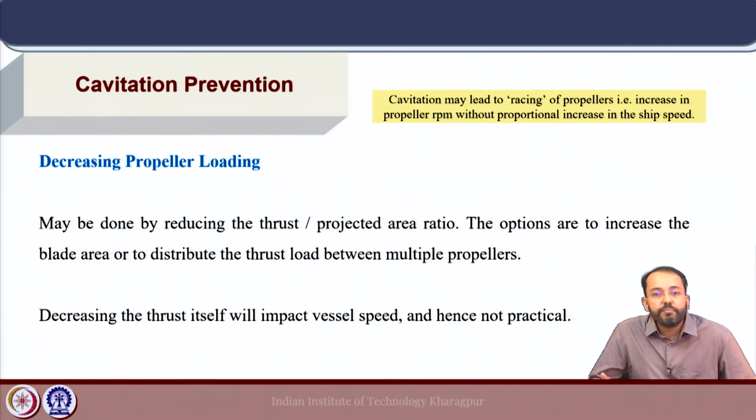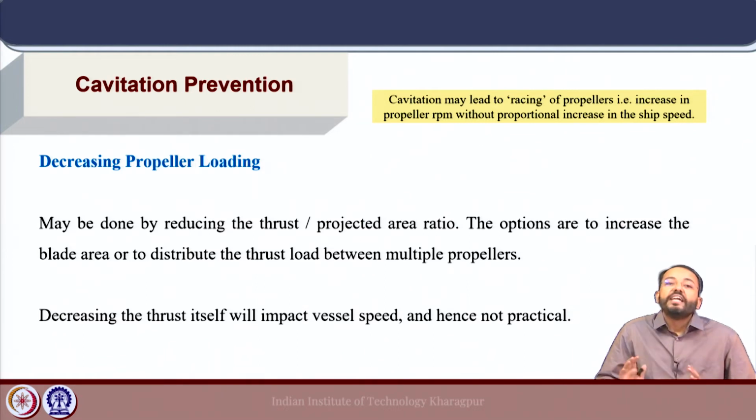Either the blade area can be increased or the thrust can be distributed between multiple propellers. So, for high speed requirement for vessels with very high speed and low propeller diameters, it is possible to do this reduction of thrust loading by using twin screw propulsion or multiple propellers, where the thrust loading is divided into more than one propeller, and that reduces the probability of cavitation occurrence. Now, on the other hand, I can also reduce the thrust instead of reducing the thrust loading, but that is itself again not possible, because the thrust is governed by the vessel speed and it is not practical.